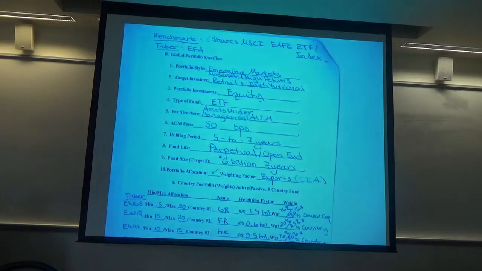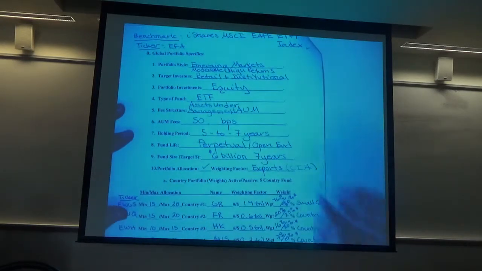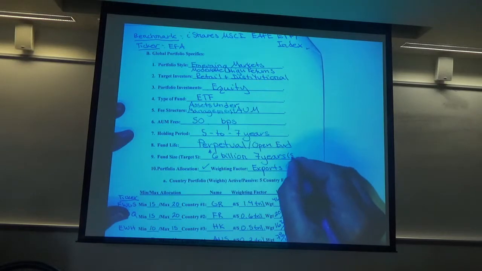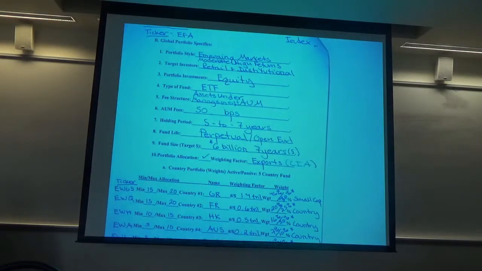I was a little aggressive on this. I was targeting a $6 billion portfolio over basically 5 to 7 years. I'm going to use 5 years to calculate the fee revenue streams, but I'm going to say 5 to 7 years is where we want to be on a target.